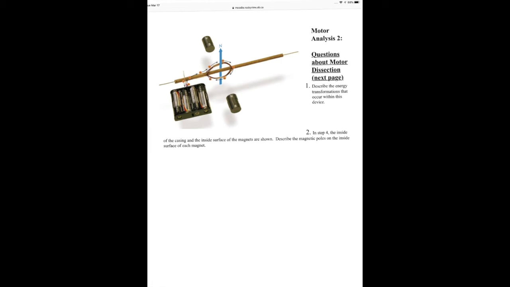So if you're looking at a magnet and you're looking inside, well, inside a permanent magnet there's always going to be a portion of that magnet that is the North Pole and a portion that's going to be the South Pole.